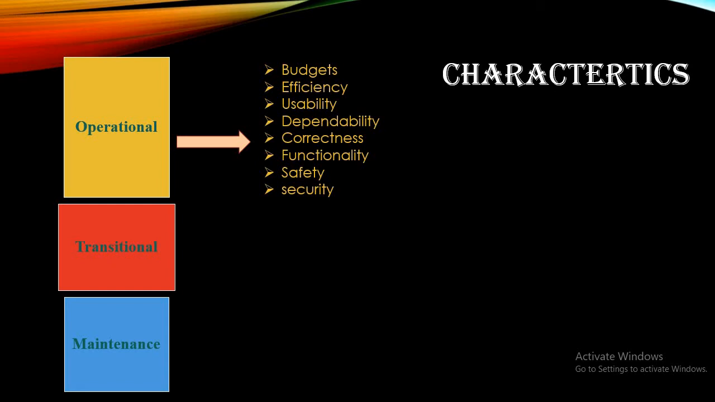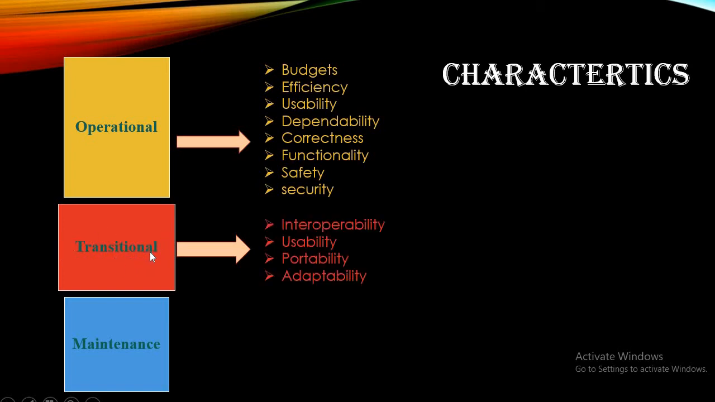And coming to the next one, the transitional attribute. This will be an essential aspect when a software is moved from one platform to another. This can be judged by how interoperability works, how usable a software is, how portable a software is, and how it is adapted in the environment.